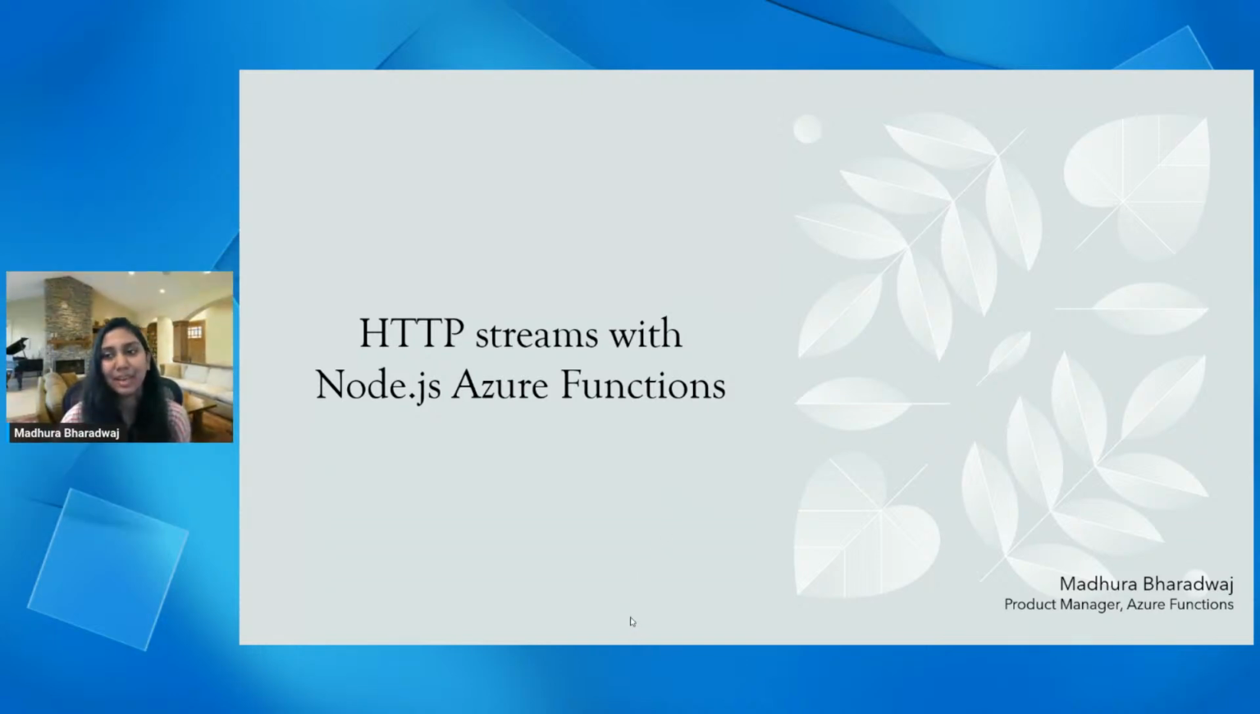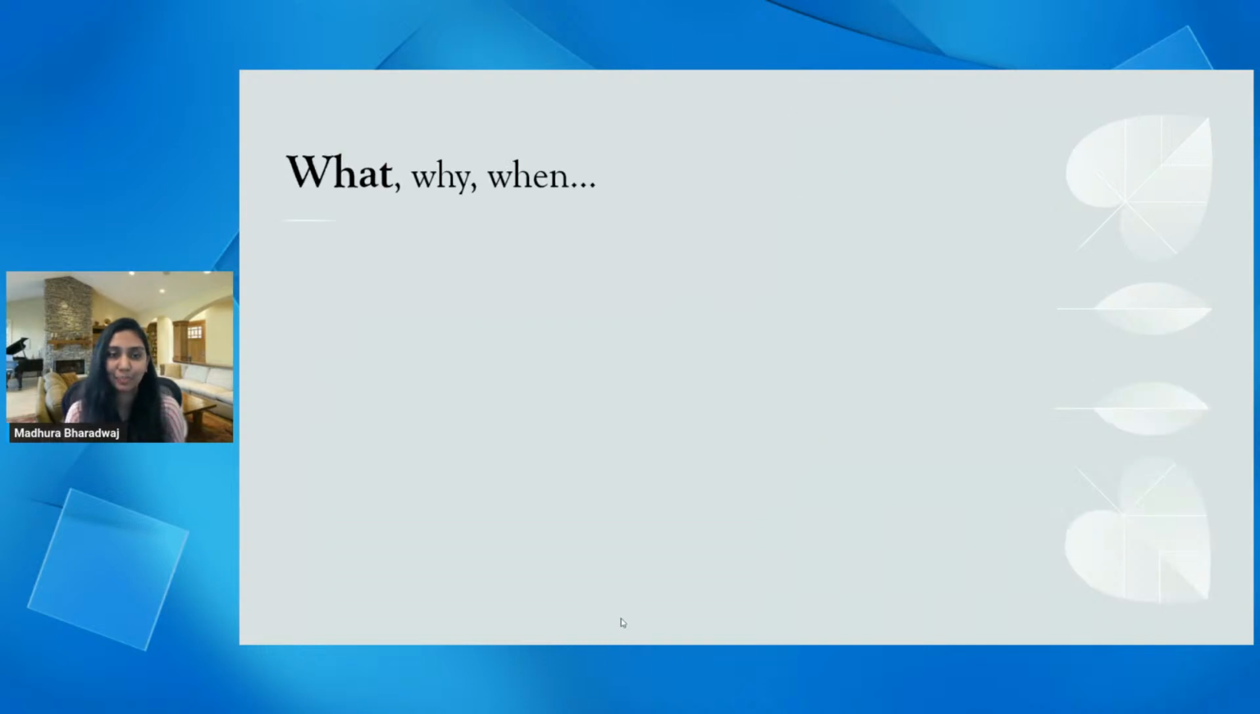I'm a PM on the Azure Functions team, and I work on Java, JavaScript, and VS Code extensions for Functions. Today we're going to talk about HTTP streams with Node.js for Azure Functions. Let's talk about the what, why, and the when of this feature. This feature has been a long time coming and has been one of the highest requested features, as Thiago just mentioned, for Azure Functions in general, but specifically for Node functions.